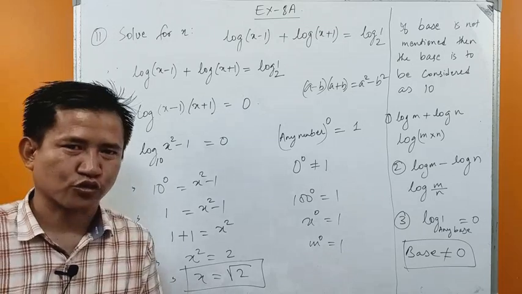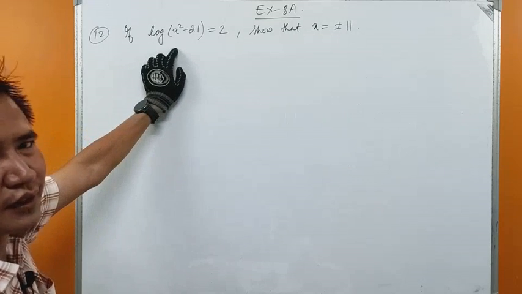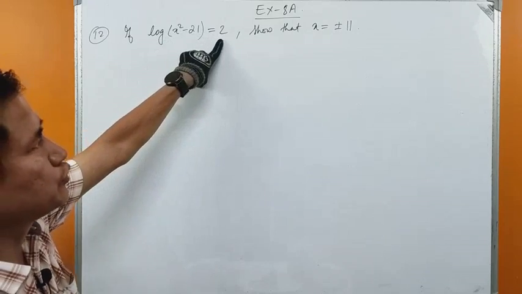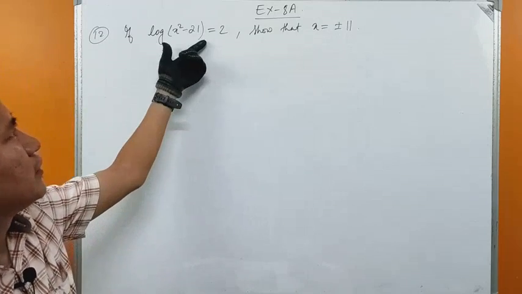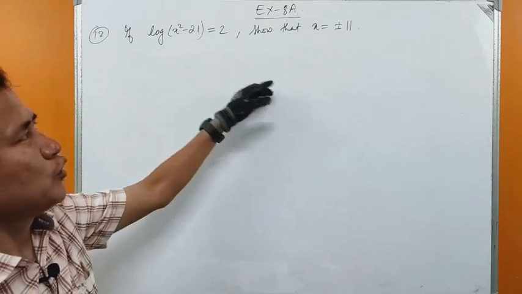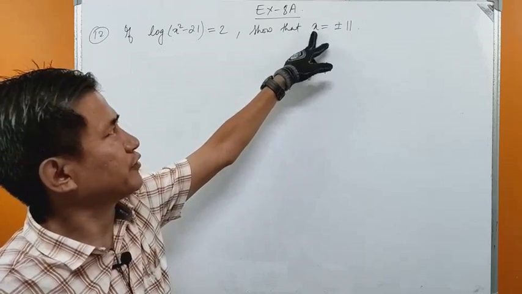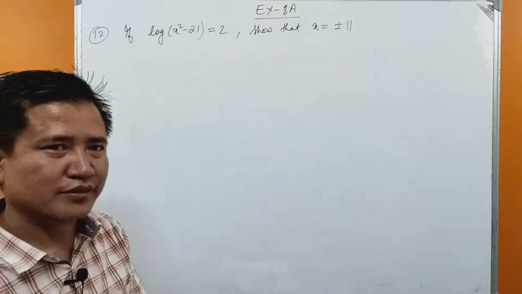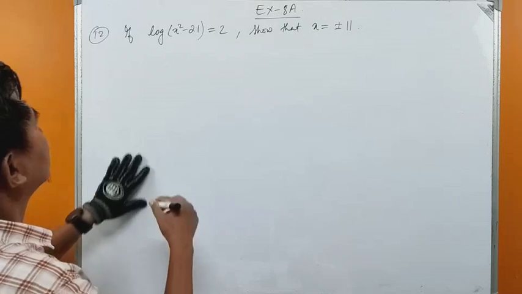Now let us do the next question. Question number 12, the last question from this exercise, exercise 8a. If log of x square minus 21 equals to 2, show that x equals to plus minus 11. This means this is the given condition. We are asked to find the value of x, and we are asked to prove the value of x to be plus minus 11. The value of x can be plus 11 or minus 11, plus minus 11. Okay, so let's do this.